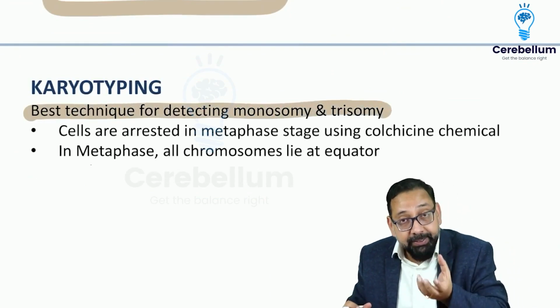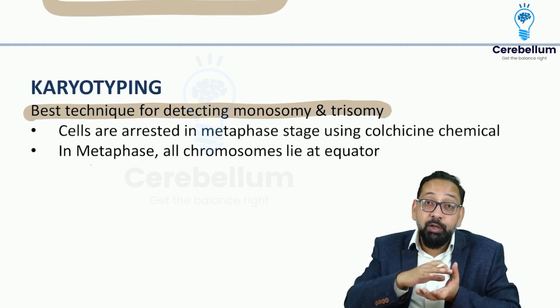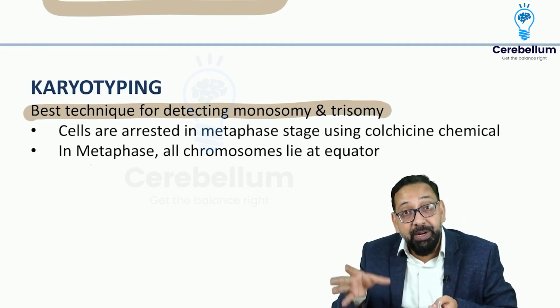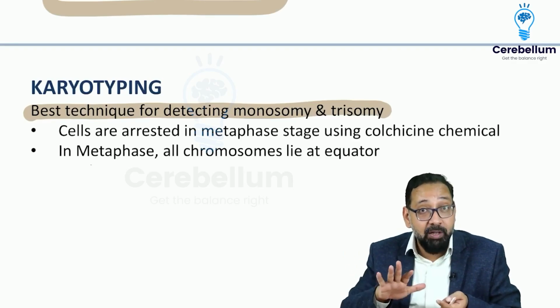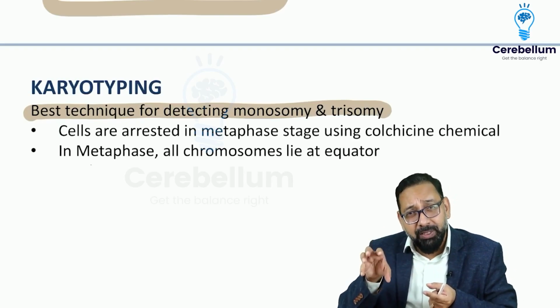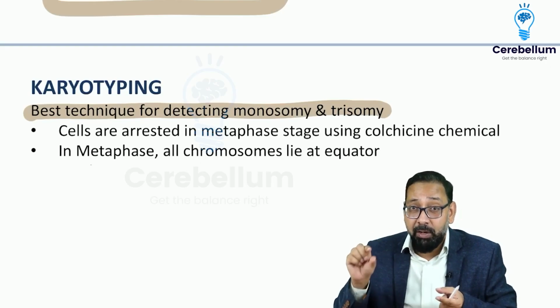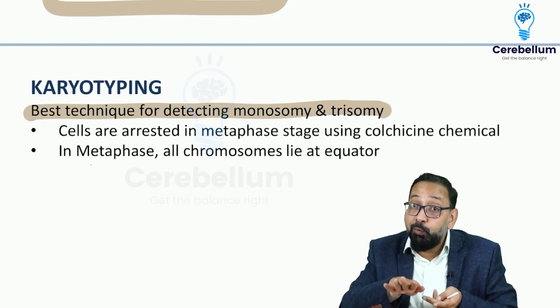Suppose I take a cell in resting state, meaning it's not dividing. When I see the nucleus, I find that the genetic material is present in the form of chromatin, meaning I can't visualize chromosomes when the cell is not dividing. I stimulate the cell and it starts dividing, prophase, metaphase. And you know that chromosomes appear on the equator in metaphase. I arrest the cell in metaphase with the help of colchicine.